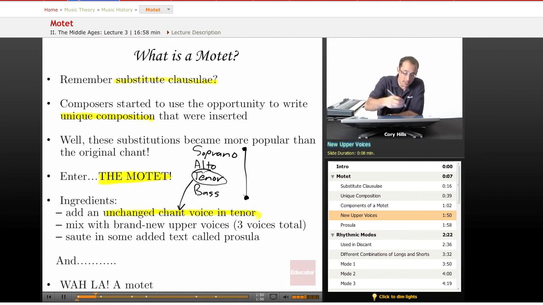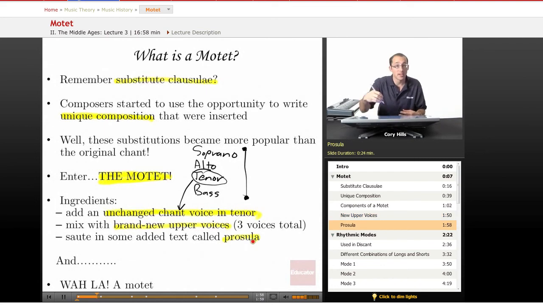Now, you mix in some brand new upper voices and one lower voice. Then you saute in some added text called a prosula. And so when you put all of these together, you get an actual motet. So you still have elements of that original chant because in that tenor, you have unchanged the original chant. But then your other voices are new. You composed them, you thought them up. You also added some text, possibly in a different language, which is called the prosula, and then you end up with this motet.